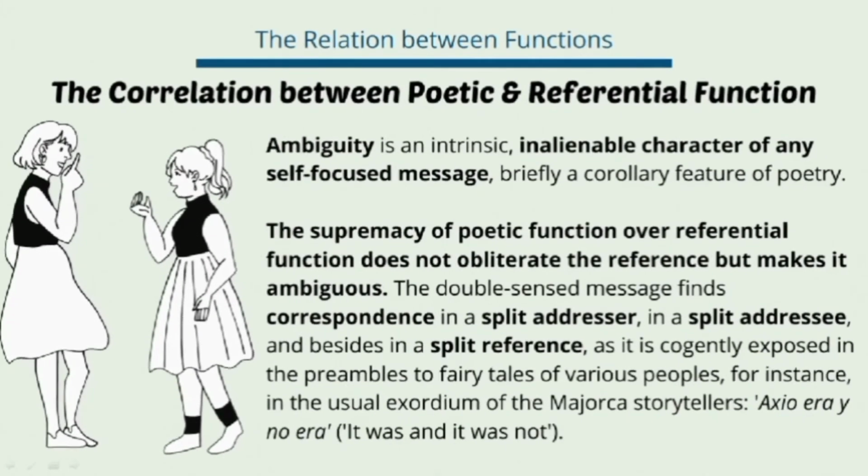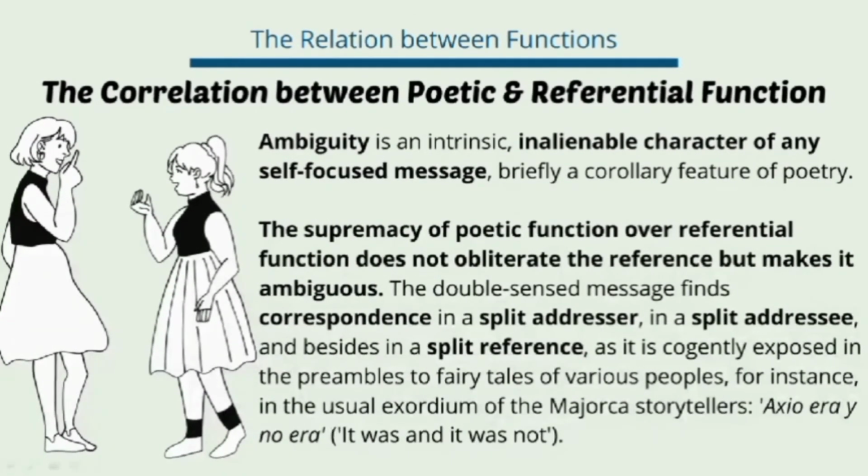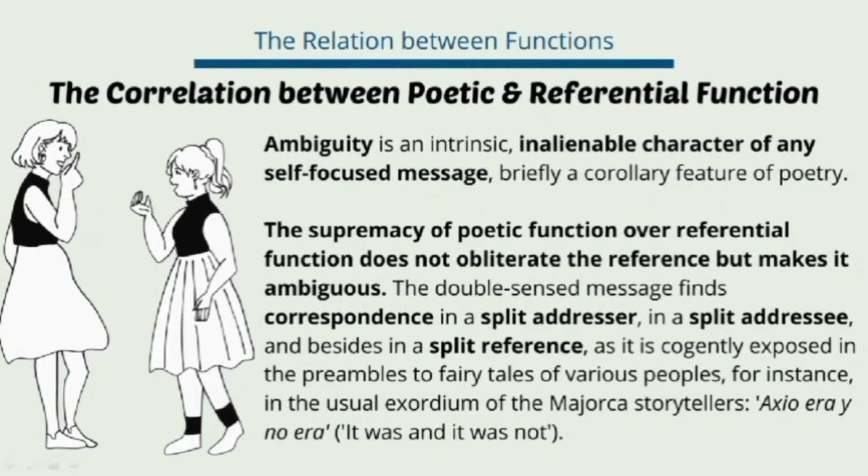Last is the correlation between the poetic and referential functions. Jakobson and Huber say that ambiguity is an intrinsic, inalienable character of any self-focused message, briefly a corollary feature of poetry. And the supremacy of poetic function over referential function does not obliterate the reference, but makes it ambiguous. The double-sense message finds correspondence in a split addresser, in a split addressee, and besides in a split reference, as it is congruently exposed in the preambles to fairy tales of various peoples.